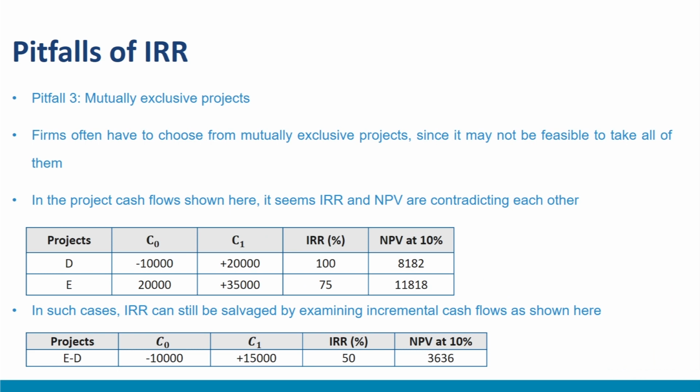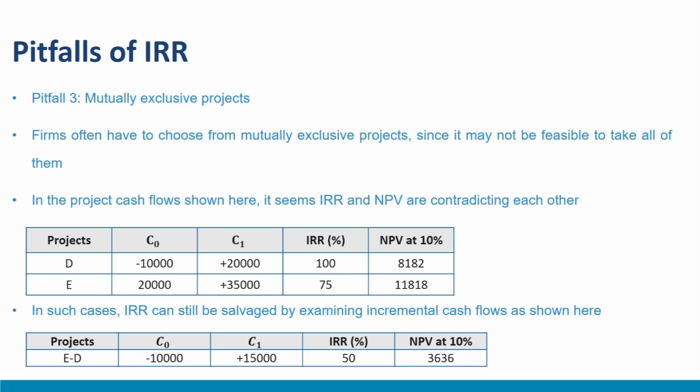Pitfall 3. Mutually exclusive projects. Firms often have to choose from several projects available. Many of these projects are good projects with positive NPVs, but mutually exclusive, that is, it is not feasible to take all of them. This may happen for many reasons. Most important of them is capital. Capital is a scarce resource that is available only in limited quantities.